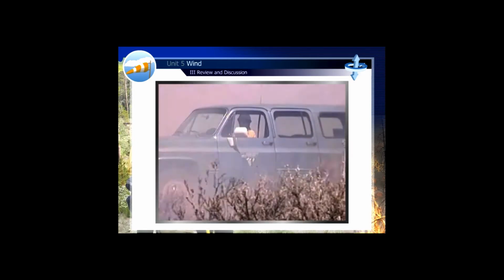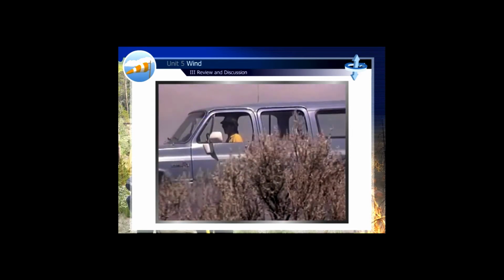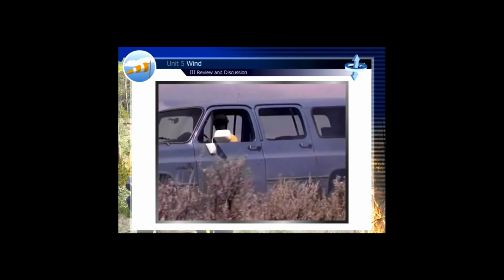Wind is a critical indicator. Always pay close attention to weather forecasts and observe what the winds are doing at all times.